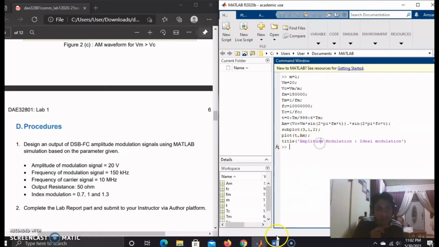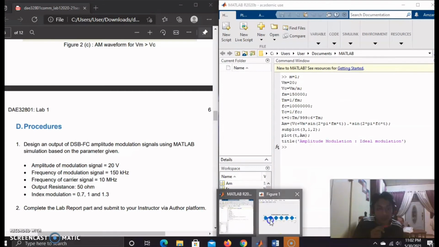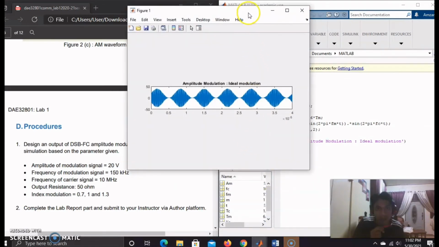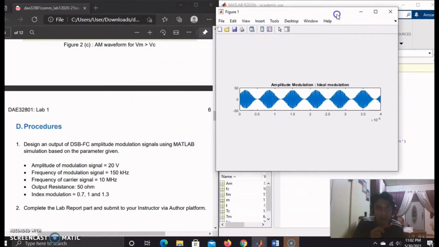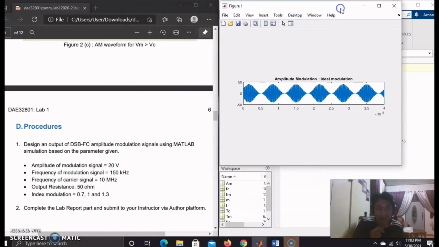Then we must run. This is the graph. This is the result of the graph. This is a graph of amplitude modulation for demodulation.